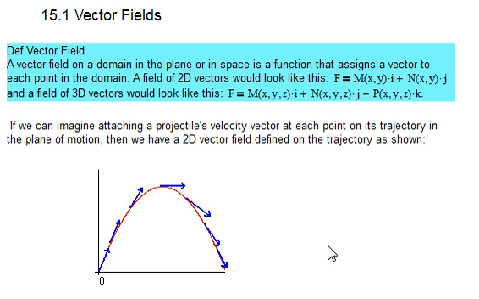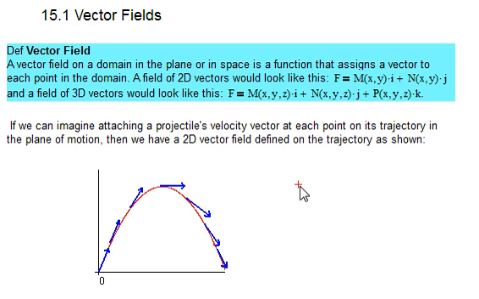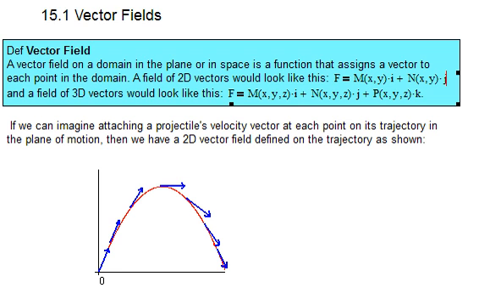Our topic here is vector fields. And first of all, what is a vector field? A vector field on a domain or in space is a function that assigns a vector to each point in the domain. A field of two-dimensional vectors would look like this. Vector field F equals some function M of x, y times i plus some function N of x, y times j. That's a two-dimensional vector field.